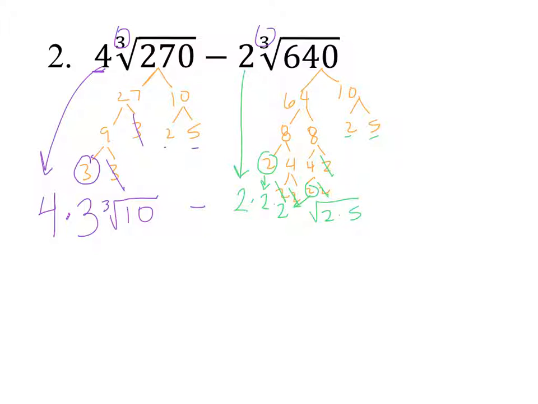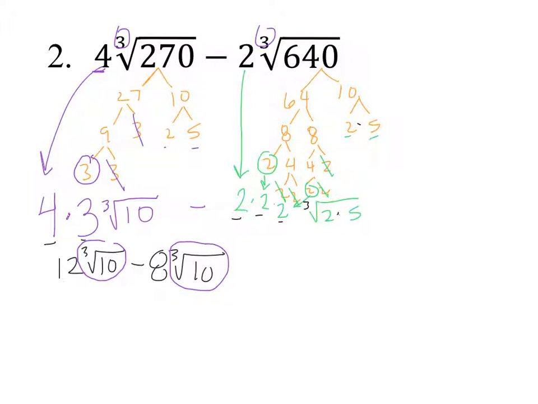So if I simplify this again, this is 4 times 3, so this is 12 cubic root of 10. Subtract, I forgot my cube there. 2 times 2 times 2 would give me 8. And this is also a cubic root of 10 because this is 2 times 5. So now since these roots are the exact same, both are cubic roots of 10, then I can just do 12 subtract 8. And 12 subtract 8 would give me 4, and that would be 4 of the cubic root of 10.